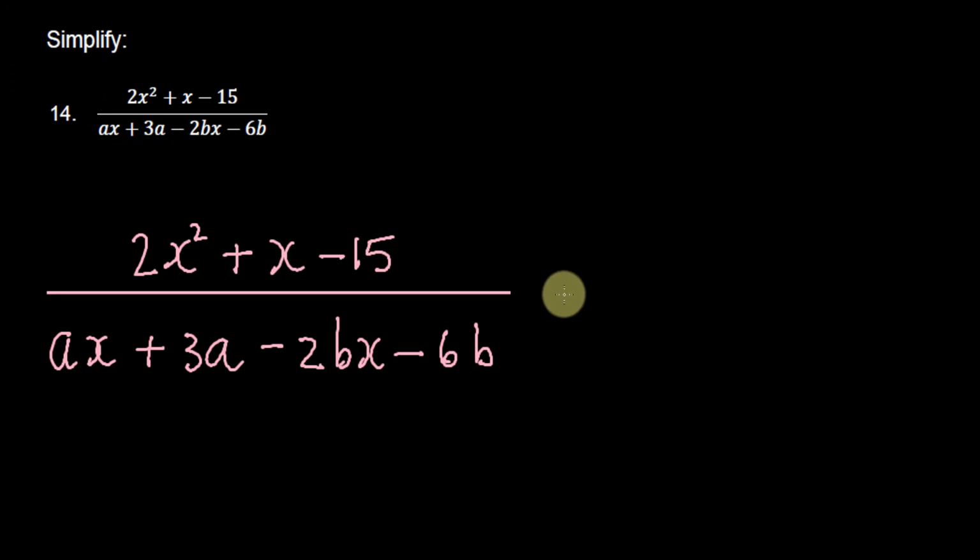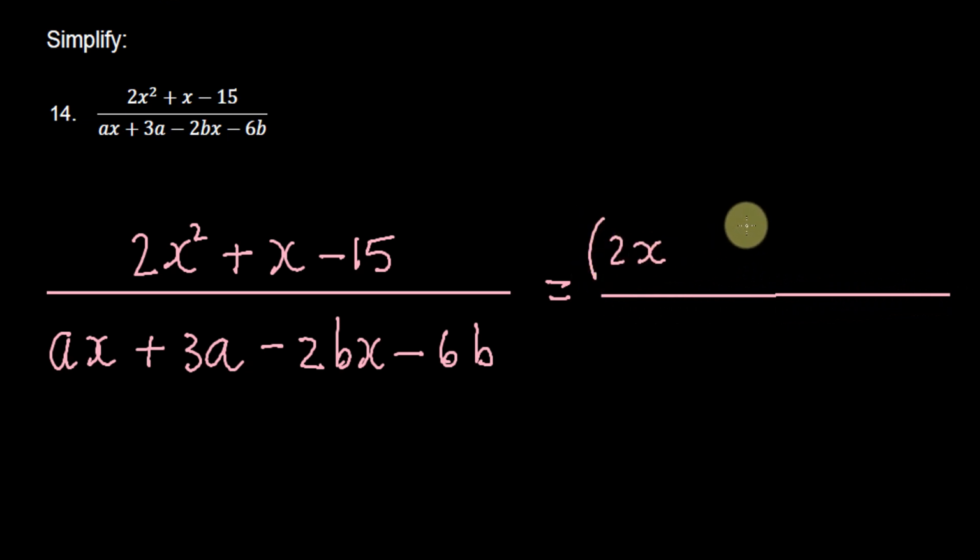We have a trinomial in the numerator, and since there are 4 terms in the denominator, we know it's grouping. So let's factorize the trinomial in the numerator. So 2x times x will give us 2x squared. And here we need to use the factors of 15, 5 and 3. We need a positive middle term here. So our plus will go here and our minus here.